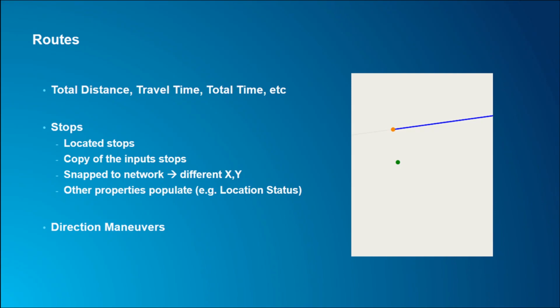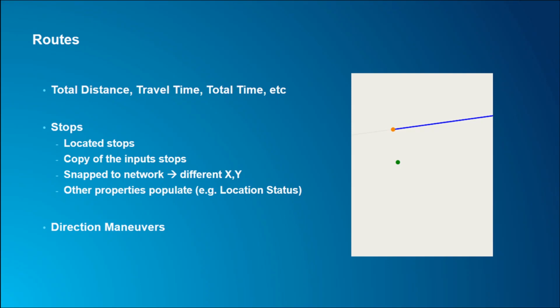And the stops, you can return stops. They can be part of the route. These stops are the located stops. They're slightly different, and they're copies of the input stops. And they differ partially because they've now been snapped to the network. So their XY location can be shifted because the stop has to be on the network.